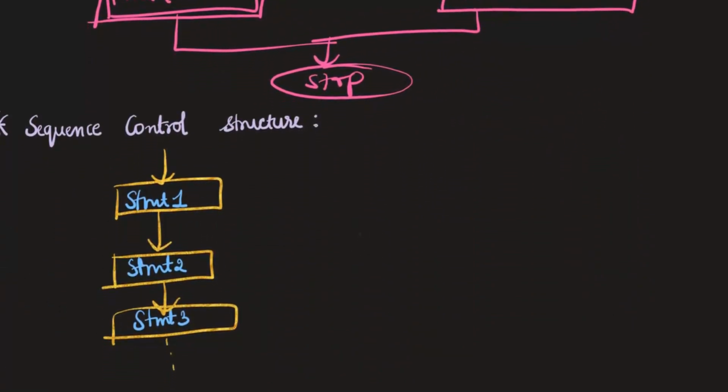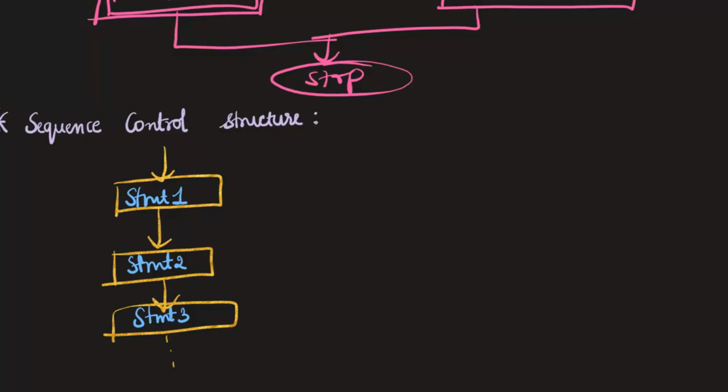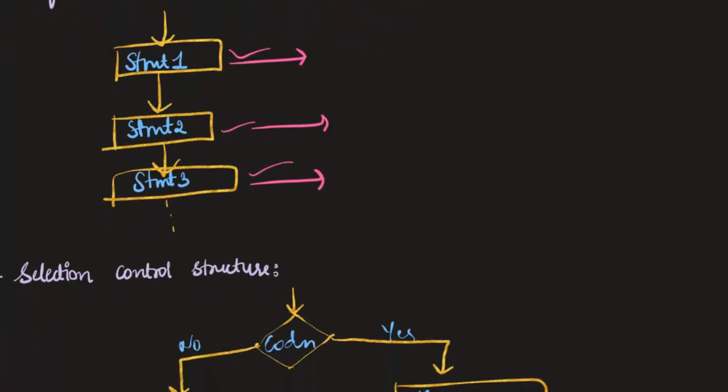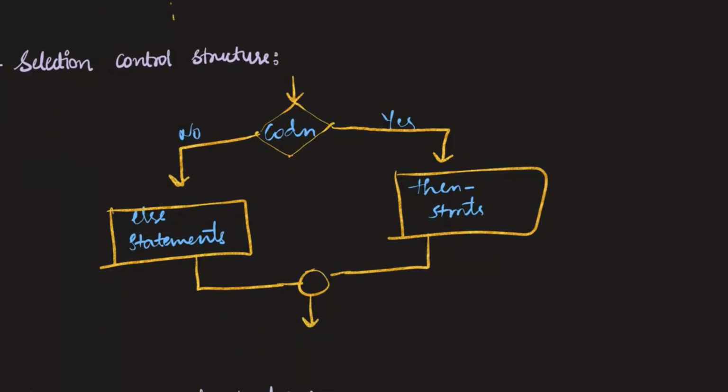Now next, if we see the different types of flowcharts, the first one is sequence control structure. That means there would be statement after statement. The first statement would get executed, then next this, next this. So there will be a flow of statements. Now the selection control structure: the term itself says that we need to select something. We select based on conditions. If it is yes, then it follows this. If it is no, then it follows the else statement and then it ends up here.